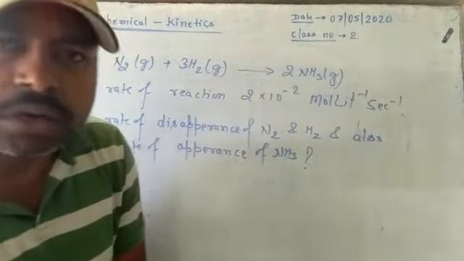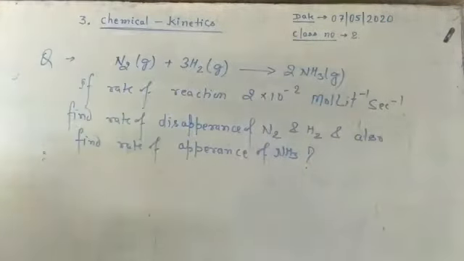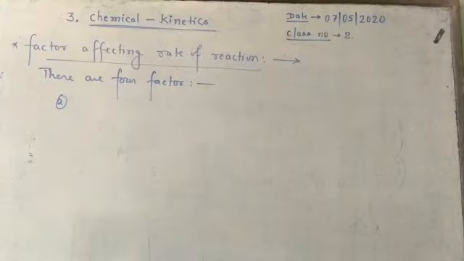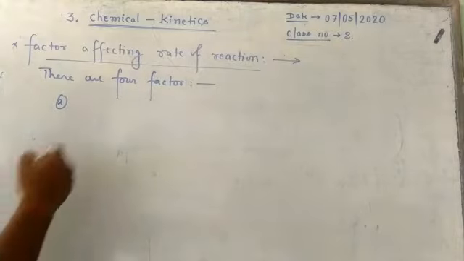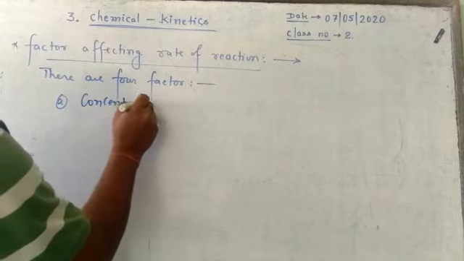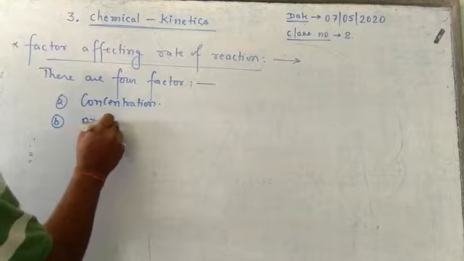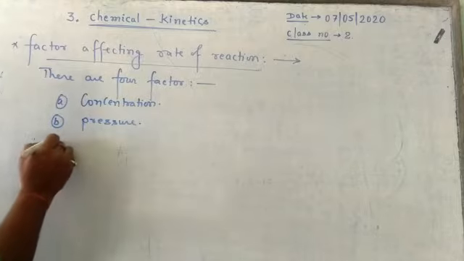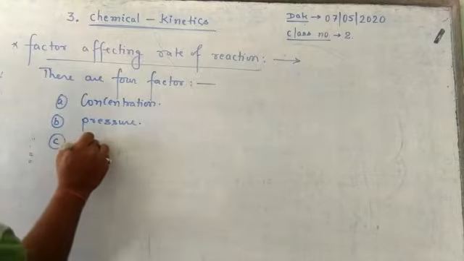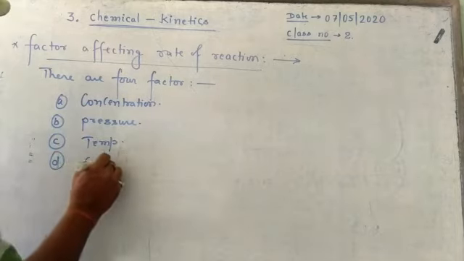Okay students, now we move to the next topic. Students, there are four factors which affect the rate of reaction. First of all, concentration. Second one is pressure. Third one is temperature. And fourth one is catalyst.